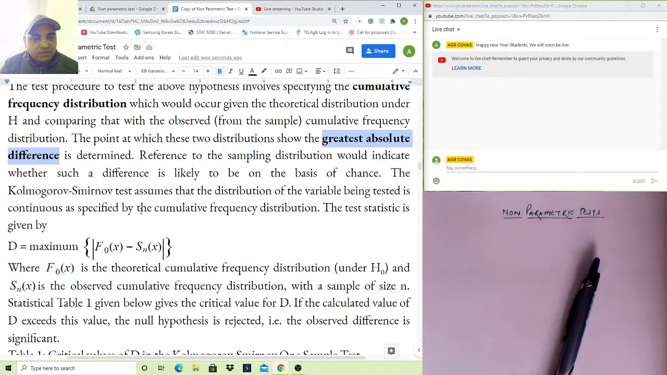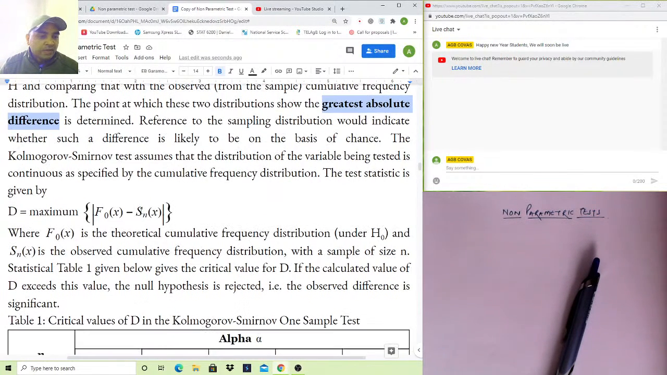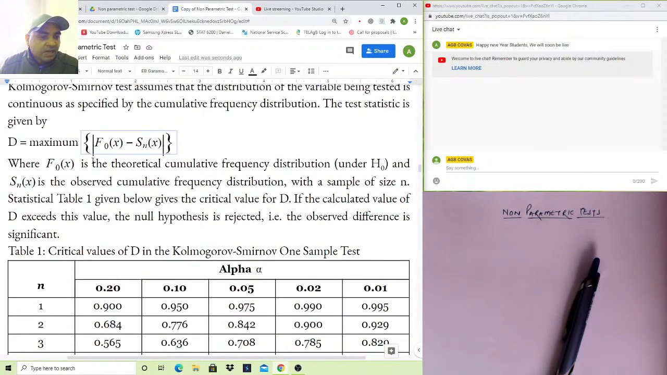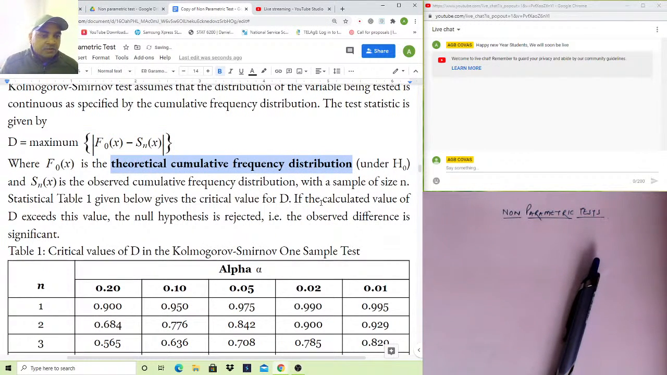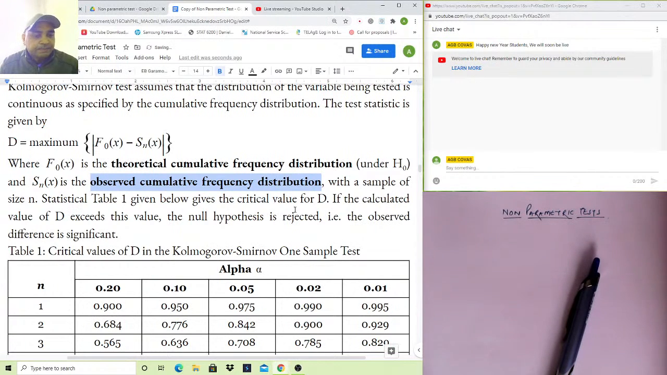So, the KS test assumes that the distribution of the variable being tested is continuous, as specified by the cumulative frequency distribution. Its statistic is given by D equals the maximum of the absolute difference between F0(X), the theoretical cumulative frequency distribution under the null hypothesis, and SN(X), the observed cumulative frequency distribution of a sample of size N, right?